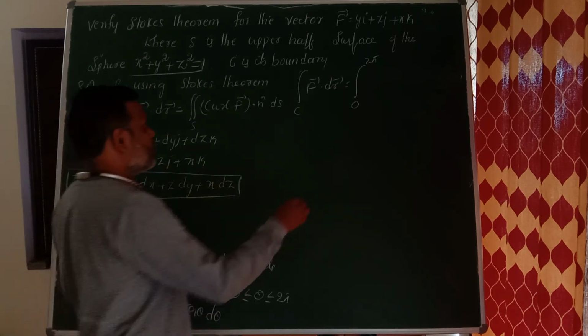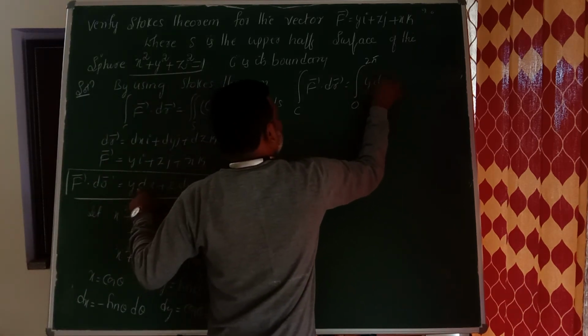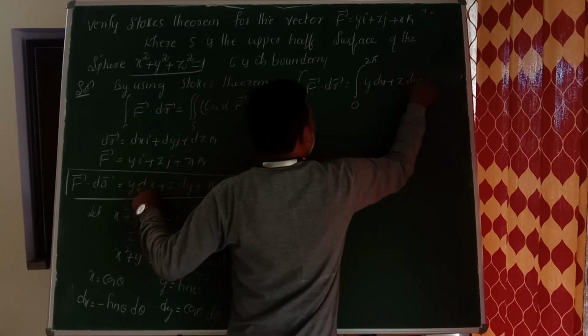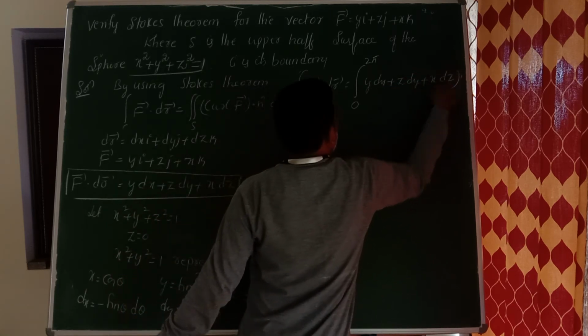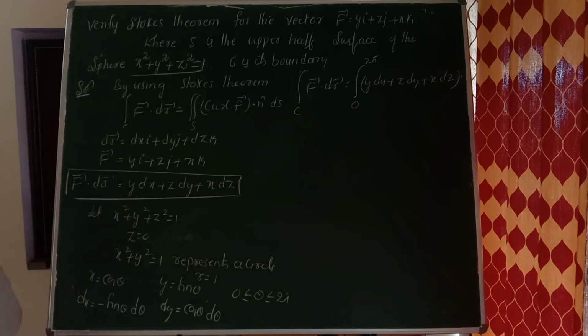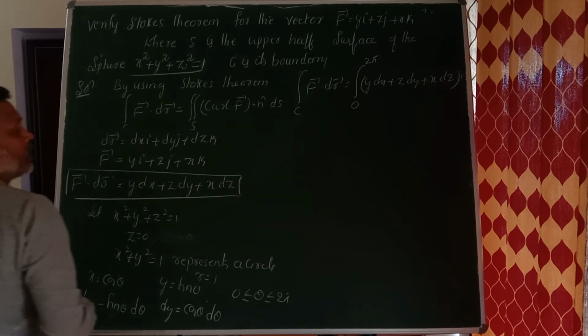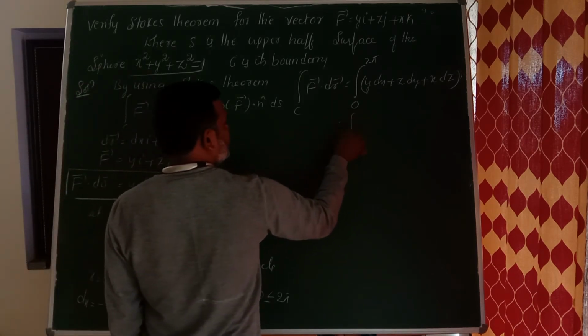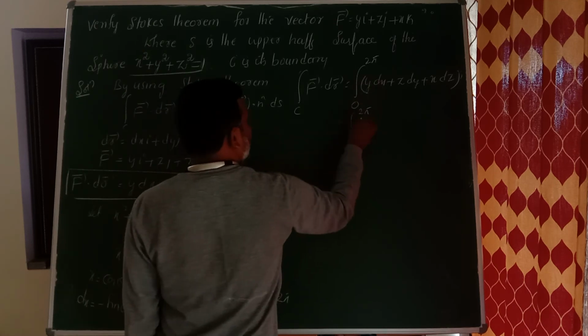F dot dr is y dx plus z dy plus x dz. As you know, dear children, z is equal to 0. When z is equal to 0, dz is also obviously equal to 0. So what happens here? Okay, y is equal to what? Theta goes from 0 to 2 pi.